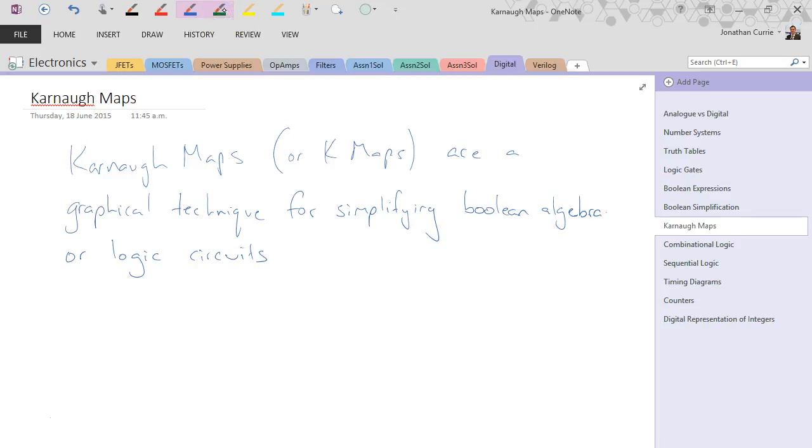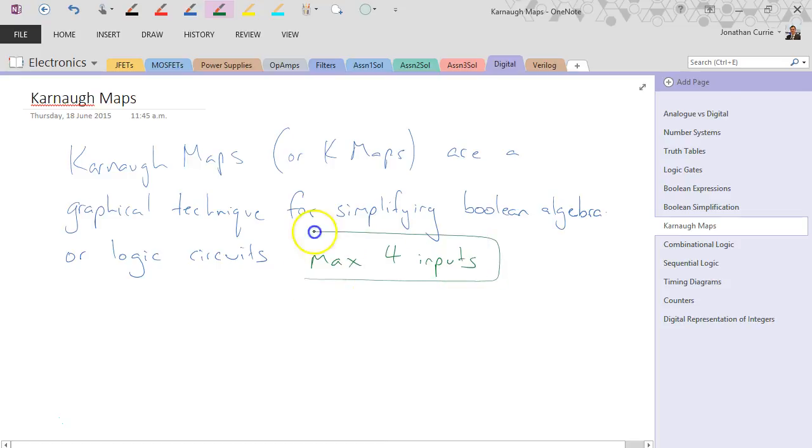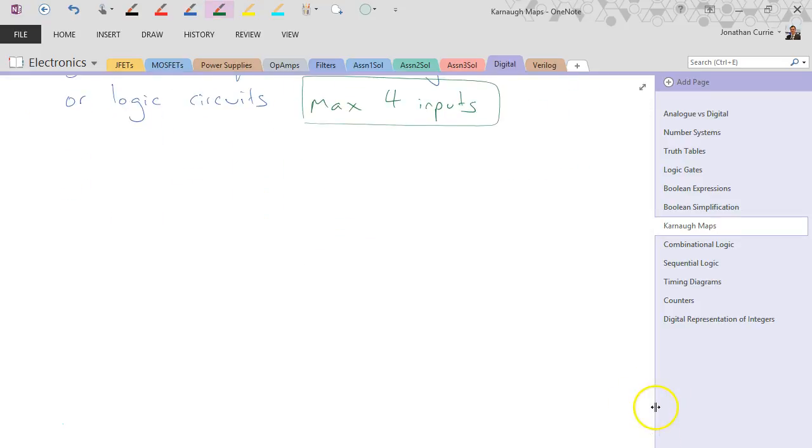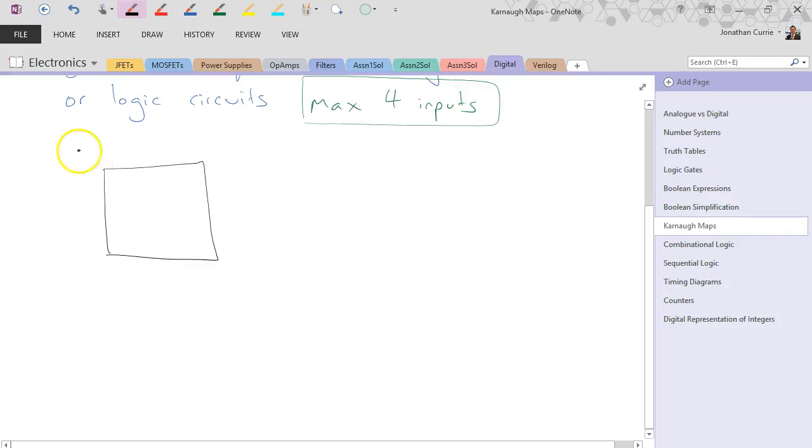Now they sort of have an upper limit of max 4 inputs, right? So if you're using them for larger systems, I'm not aware of any strategy that easily allows you to do that. Perhaps you can, but really you'll only want to use them for 4 inputs, if even that is getting a little bit on the larger side for these. If you've got large circuits that you're trying to simplify, you're best using the Boolean algebra simplifications that we covered previously. But let's have a quick look at how they work.